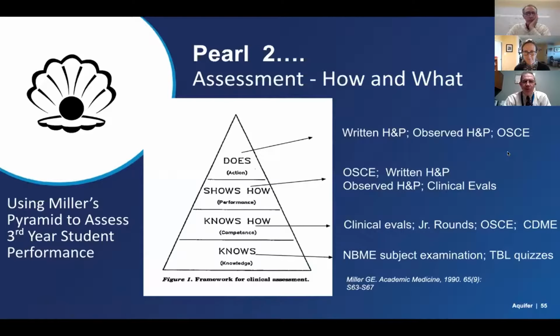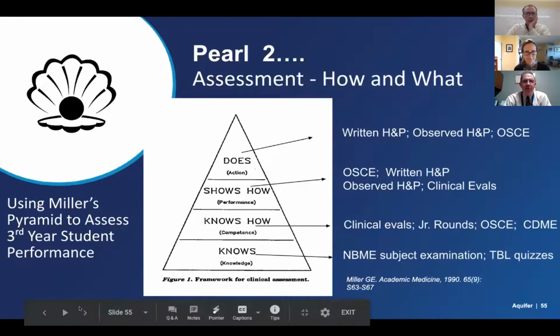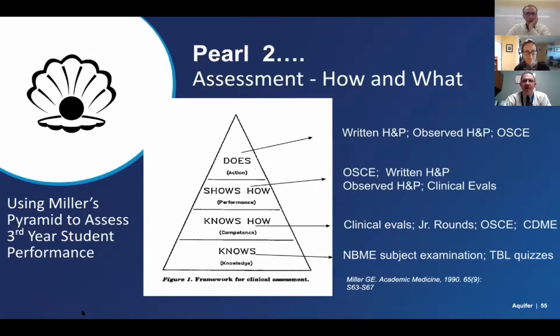So I always start with Miller's Pyramid. The Miller's Pyramid is just a framework for clinical assessment. He generally starts at the bottom with knowledge, and you can see the tools I use there to assess their knowledge. Then there's knowing how, which is what Miller described as the competent level. And for that, I have a bunch of things, and you can see the CDME starts to show up there. Shows how, which is their performance. So again, I have OSCEs, written HMPs, observed HMPs, and clinical eval, and then the does.